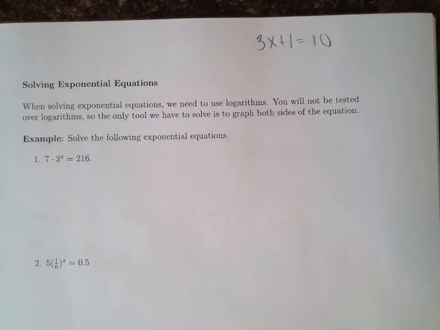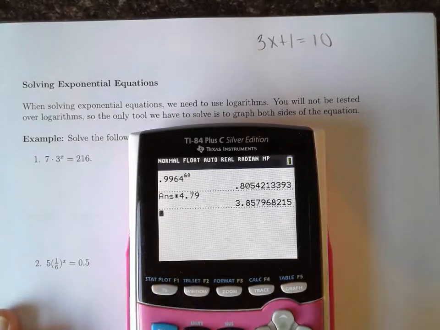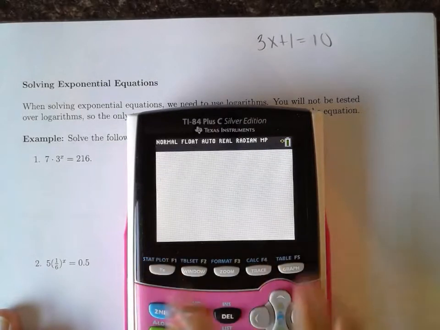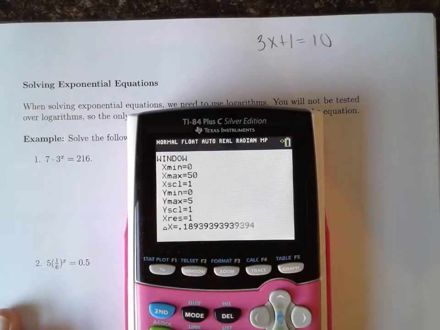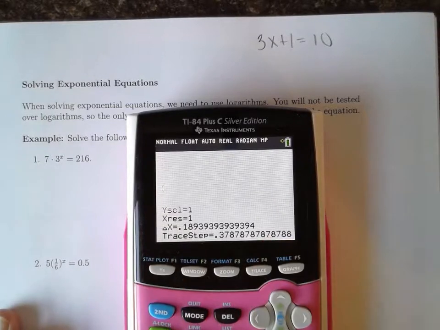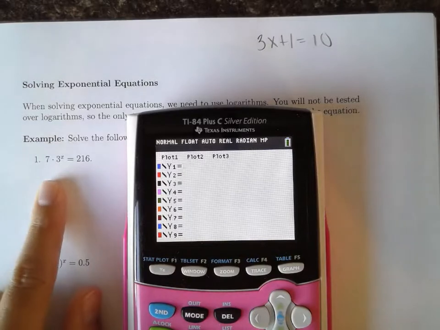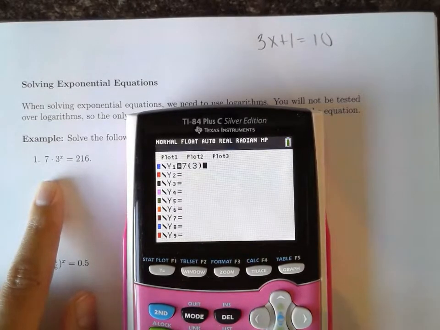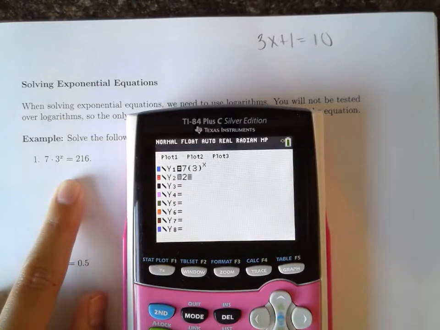Okay, so it says solve the following exponential equation. So we're just going to graph both sides of the equation and find the intersection point. Okay, so first of all, we need to turn our scatterplot off. Let's graph first and then we'll change the window. Our first one is 7 times 3 to the x, and then our second graph is 216.